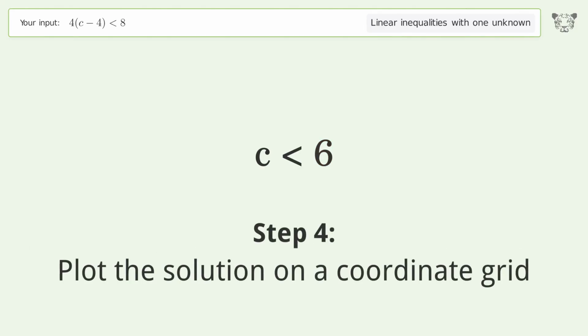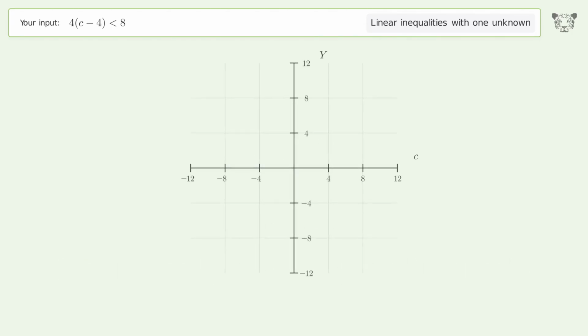Plot the solution on a coordinate grid. And so the final result is c smaller than 6.